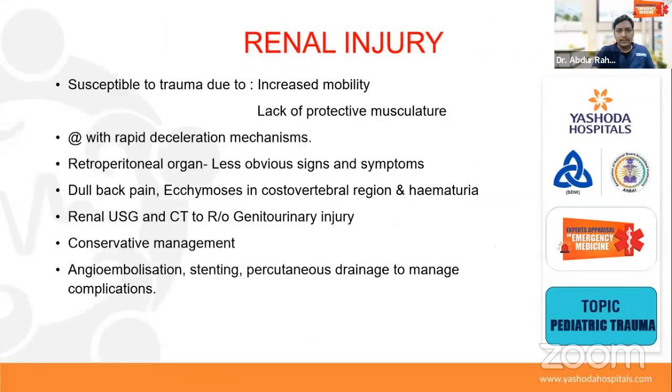Then is renal injury. Pediatric age group is more susceptible to trauma because of the increased mobility of kidneys and lack of protective musculature in the kidneys. And renal injuries are more associated with rapid deceleration mechanisms. Because it is a retroperitoneal organ, signs and symptoms will be very less obvious. Only a few symptoms can include dull back pain or ecchymosis in the costovertebral region, and hematuria may present. You should perform renal ultrasound and CT to rule out genitourinary injury. Most of the time there will be conservative management, and if required, you should go for angioembolization, stenting, percutaneous drainage to manage the complications.